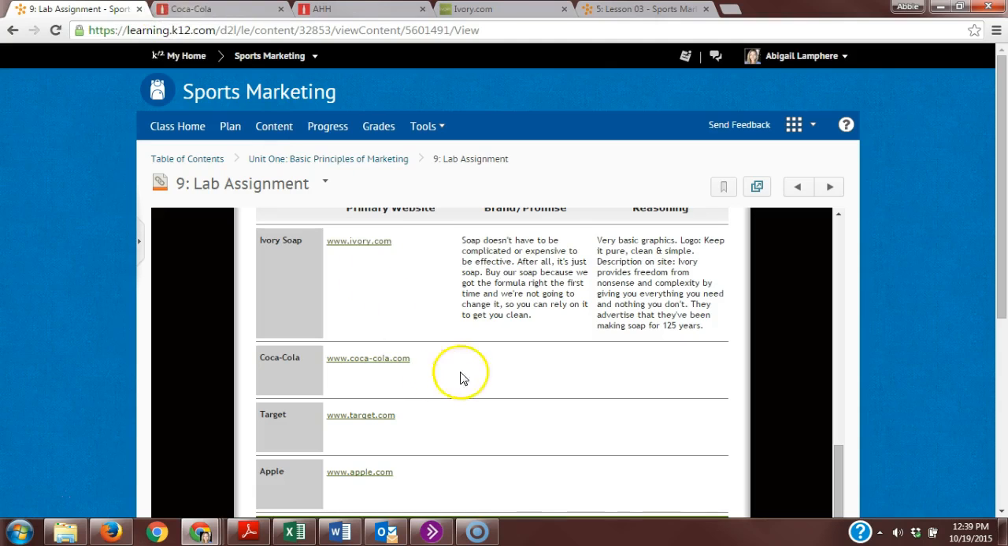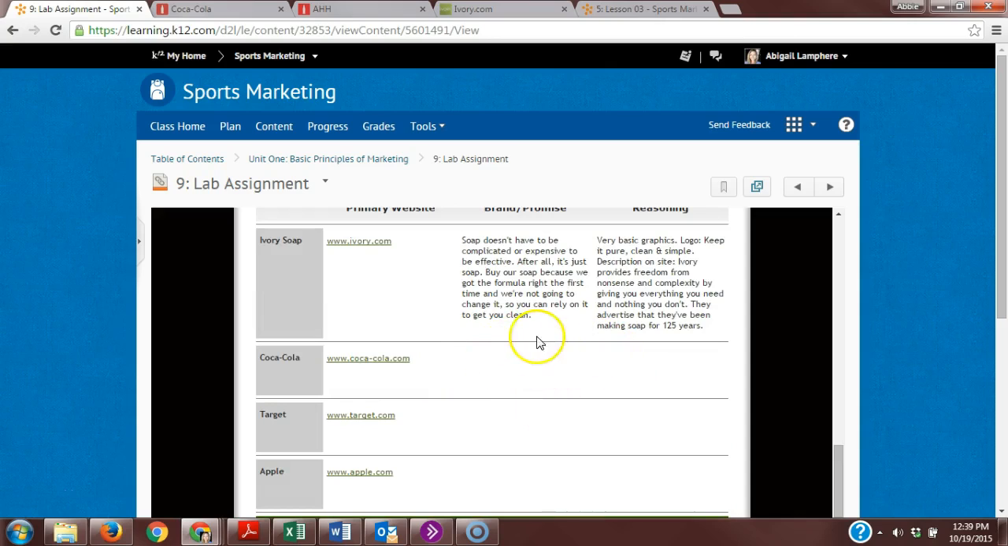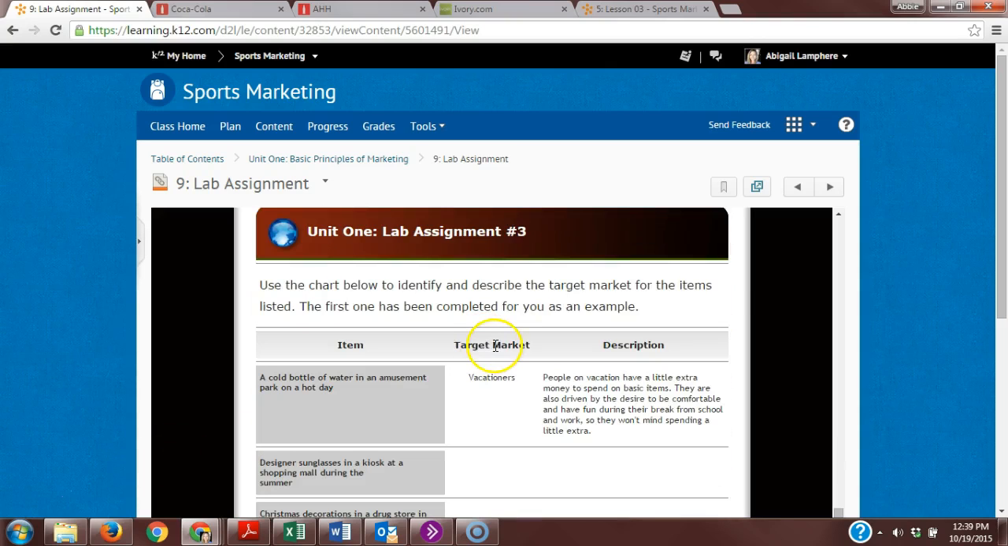So that's how this works with this part of the lab assignment. You're going to do the same thing with Target and Apple. Again, explain what you feel their brand promise is, and then why you're coming to that conclusion. All right, lab 3.